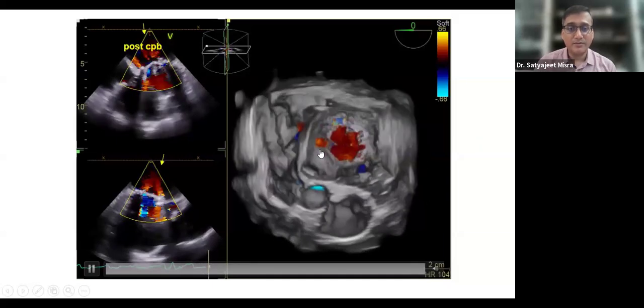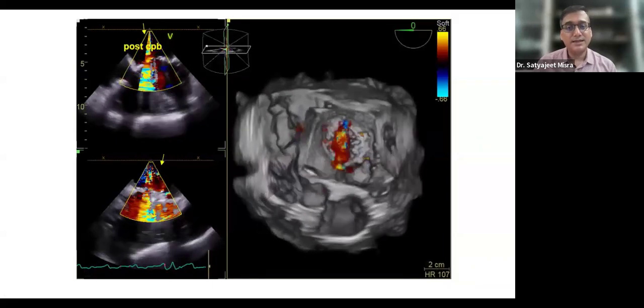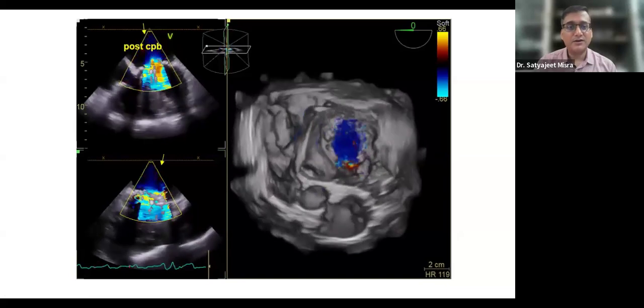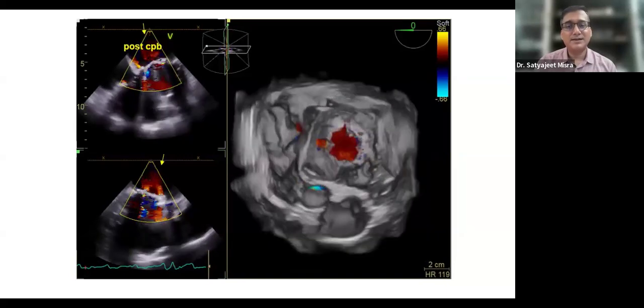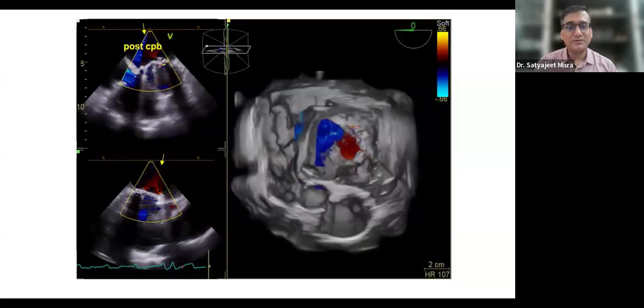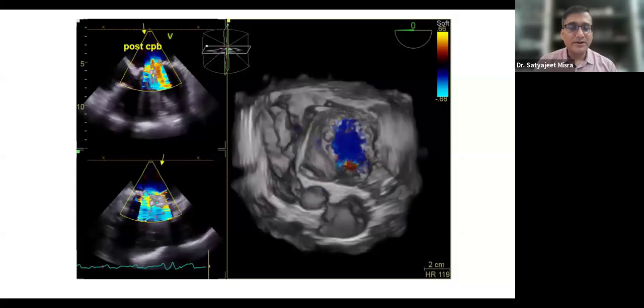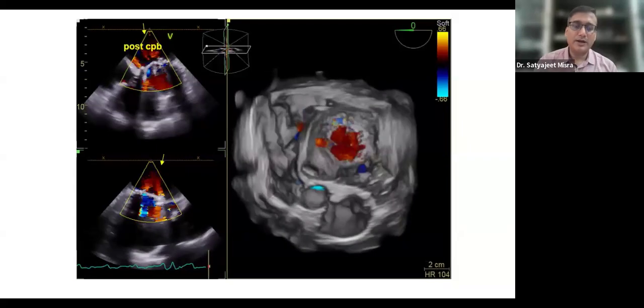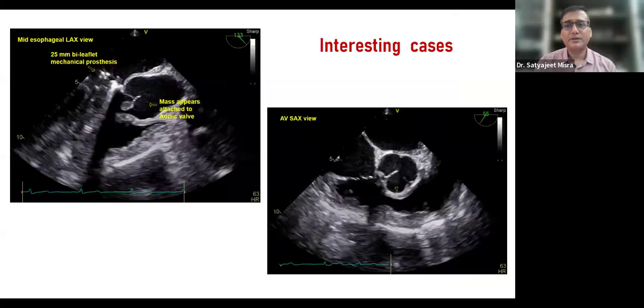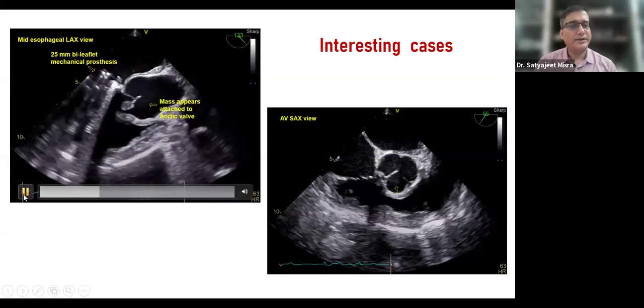Now, an important thing for most of us to understand is, if there is a paravalvular leak, whether we need to address all leaks. No. Most of the leaks will settle after protamine. So only if the leak is causing a significant hemodynamic abnormality or you're unable to separate from bypass do you tell the surgeon to go and address the paravalvular leak. So I'll finish off with a few interesting cases where both 2D and 3D TEE were useful.